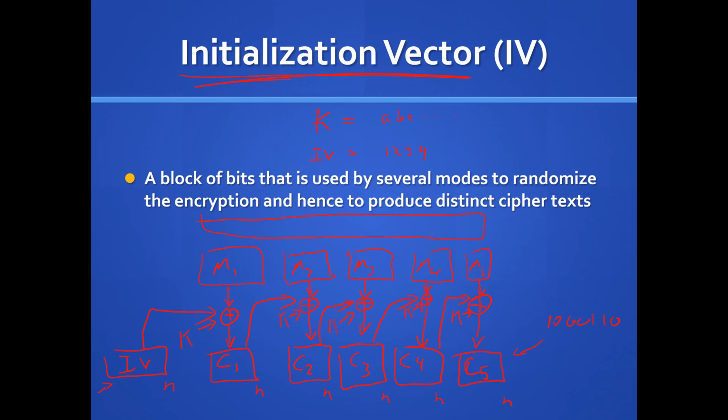Remember that you have to do the process forward and you also have to do the process in reverse. So that's really the only issue there. That is called the initialization vector. This is pretty straightforward and a lot of fun, so it should be easy to do. The official definition is that the initialization vector is a block of bits that is used by several modes to randomize the encryption and hence to produce distinct ciphertext.